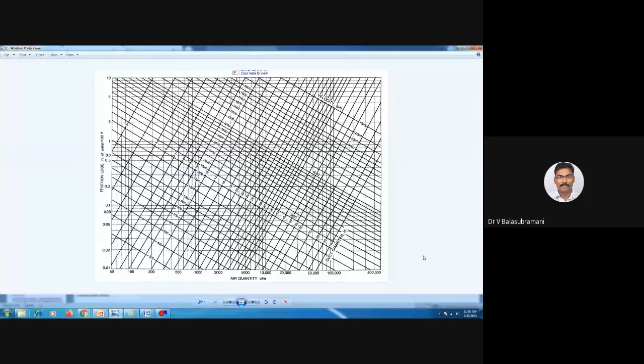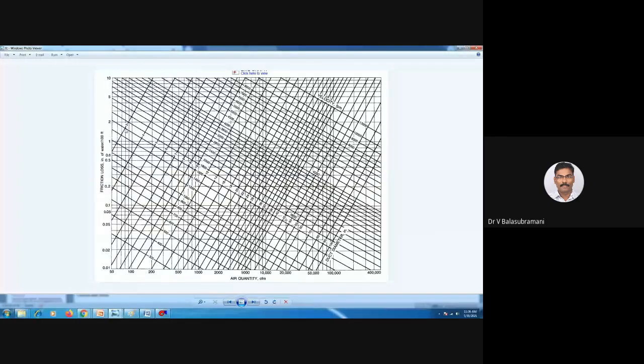Here there are 4 lines. One is a horizontal line, another is a vertical line. Along the x-axis, air quantity is given in CFM. Here I have adopted all the units in pounds per inch. On the vertical axis, the frictional loss is given in inches of water per 100 feet. And there is an inclined line, one inclined line.